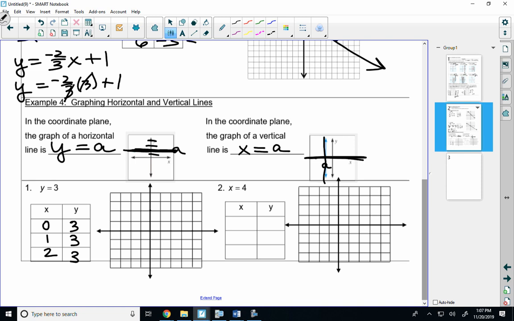So now we graph those: (0, 3), (1, 3), (2, 3), and then if we continue, we get a horizontal line. Again, that's why y equals a number is a horizontal line.